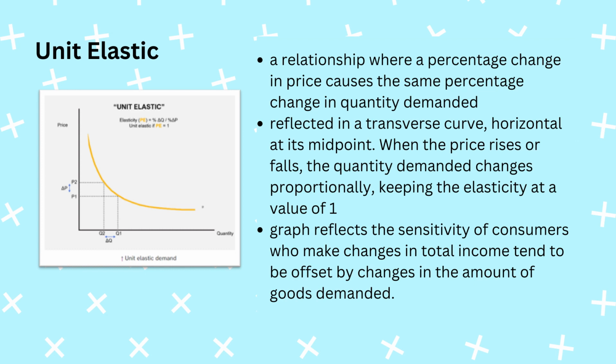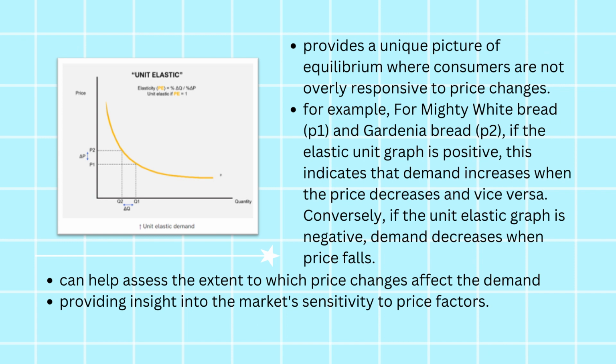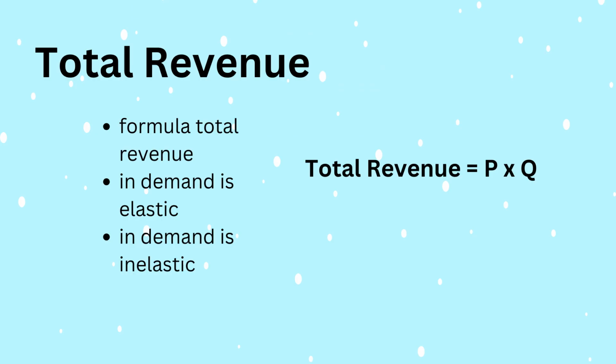This graph reflects the sensitivity of consumers, where a change in total income is offset by a change in the amount of goods demanded. The unit elastic graph shows the extent to which price change affects the demand for Mighty White bread and Gardenia bread, providing insight into the market sensitivity to price factors. Total revenue is price multiplied by quantity.